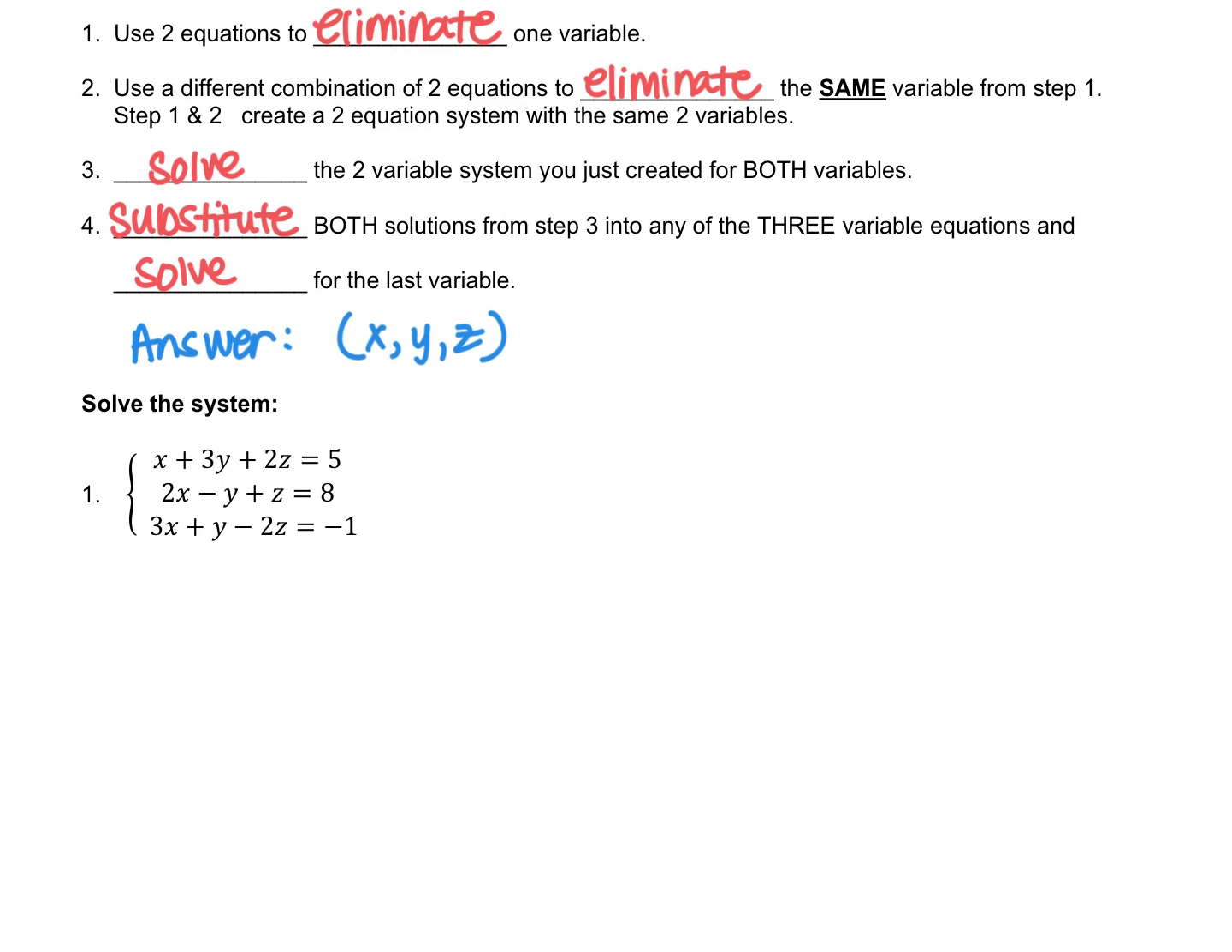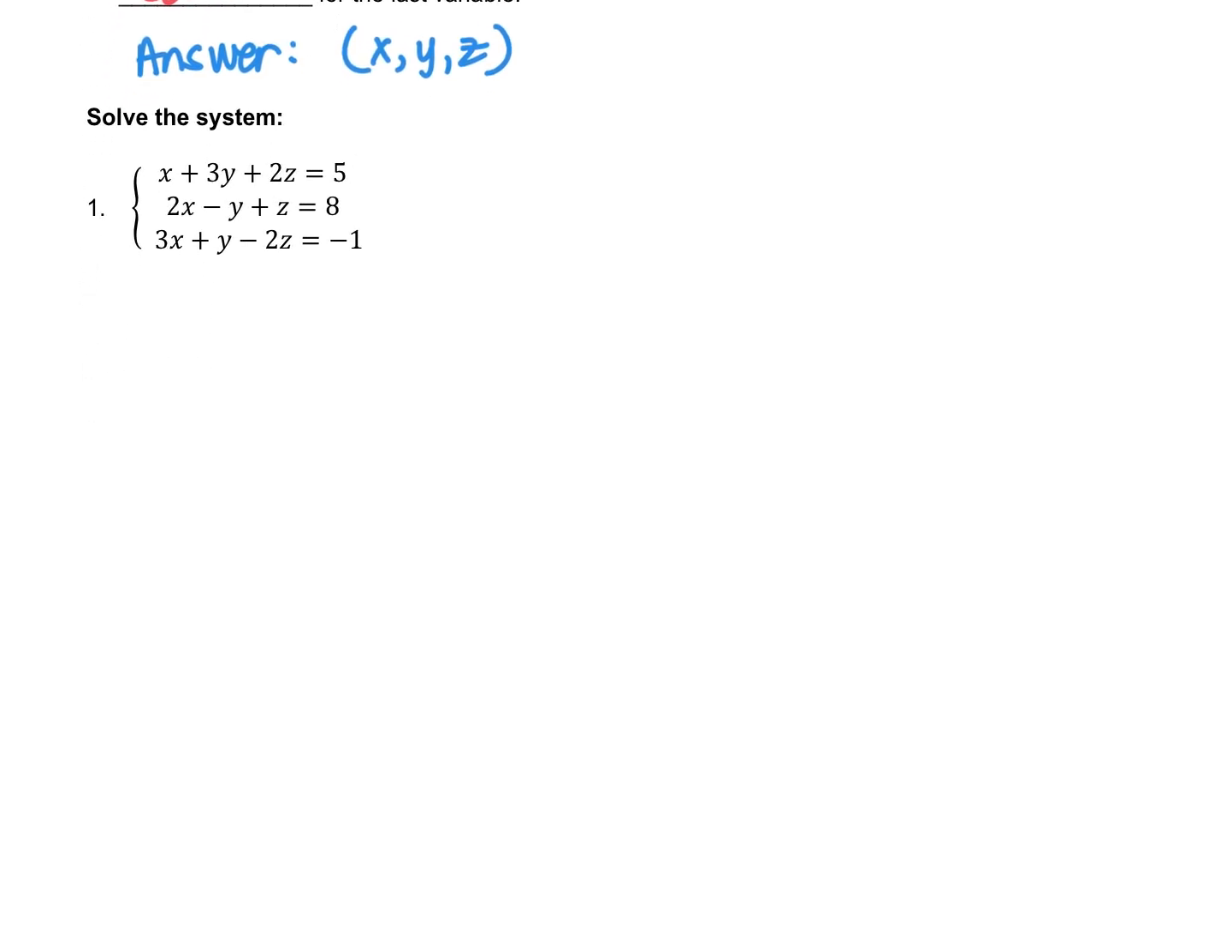So let's look at one. It'll make, I think, more sense. So how I like to do this is I like to label my equations. So I have equation 1, equation 2, equation 3. And then I kind of write out my steps as I go through. So step number 1 is going to be to put 2 equations together. It doesn't really matter which 2.